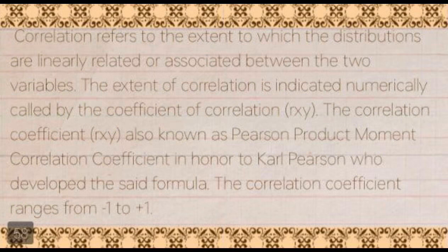So correlation refers to the extent to which the distributions are linearly related or associated between the two variables. The extent of correlation is indicated numerically, called the coefficient of relationship. The correlation coefficient, also known as the Pearson product moment correlation coefficient, in honor of Karl Pearson who developed the said formula. The correlation coefficient ranges from -1 to +1.